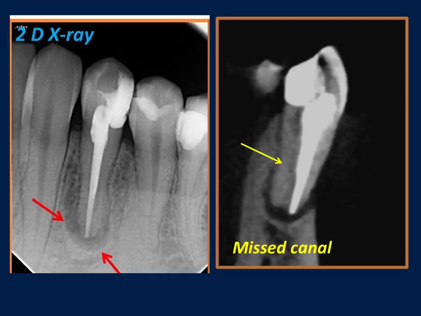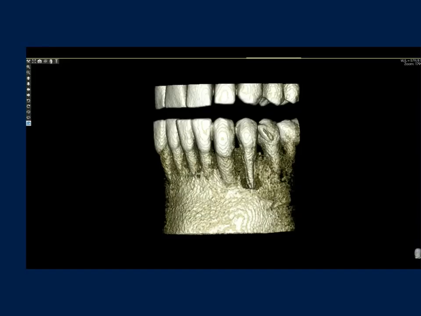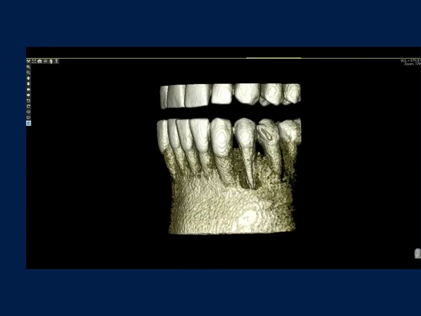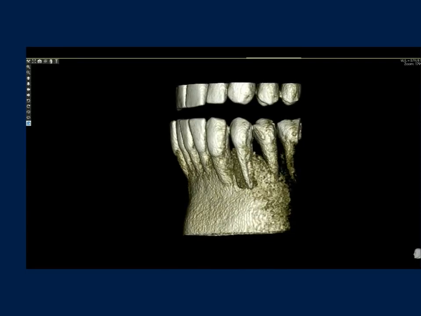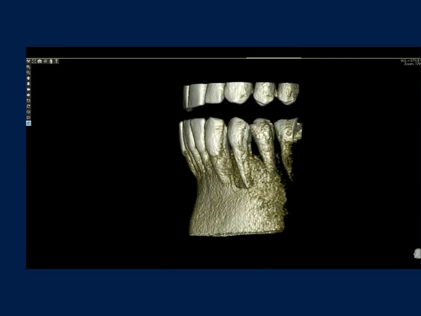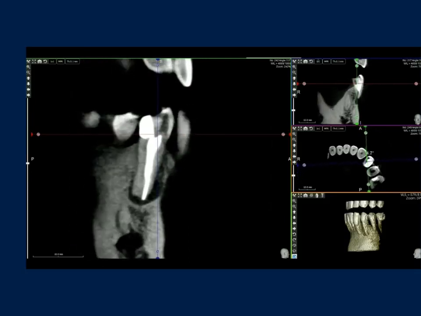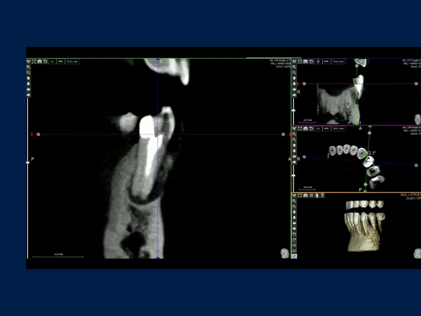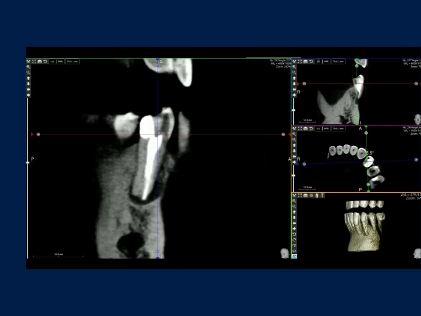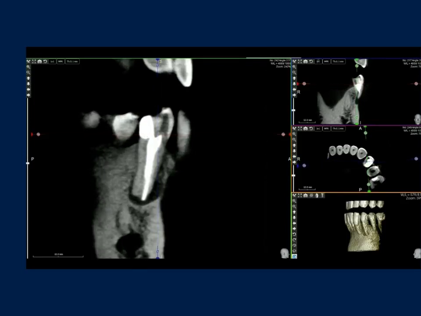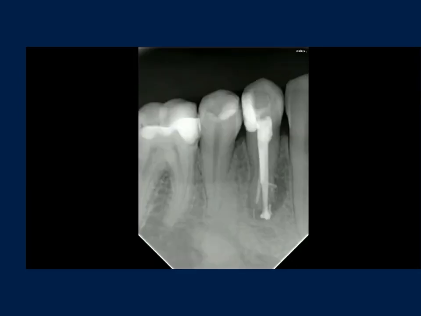So we can here look at the CBCT in the 3 dimensions. You can notice here this premolar in several views: buccal, axial, and sagittal. And you can notice here we are dealing with a missed canal. So now we know the diagnosis. Let's go and make our treatment accordingly.